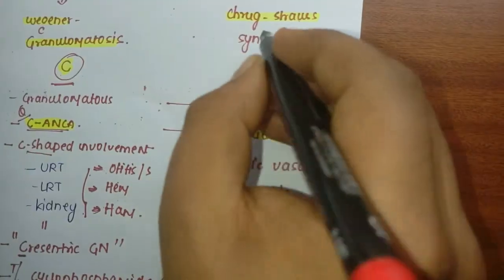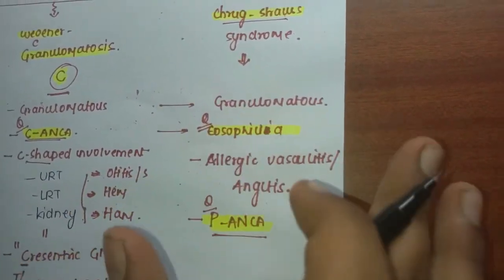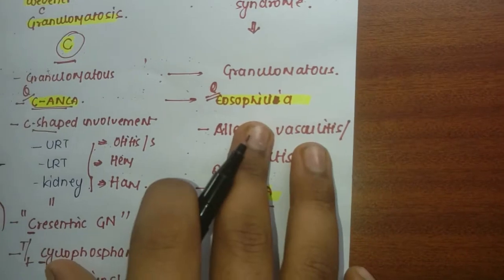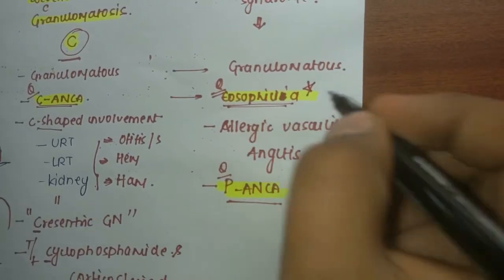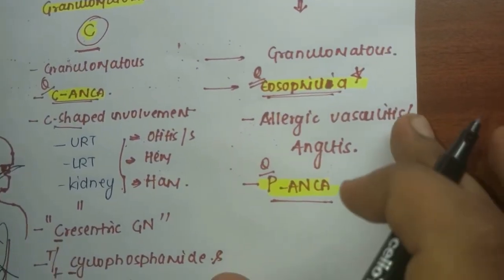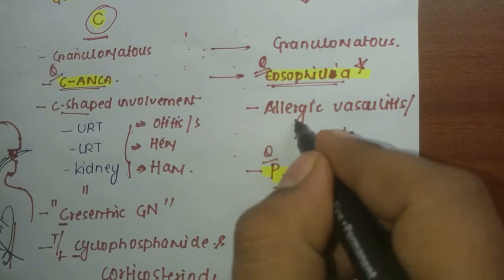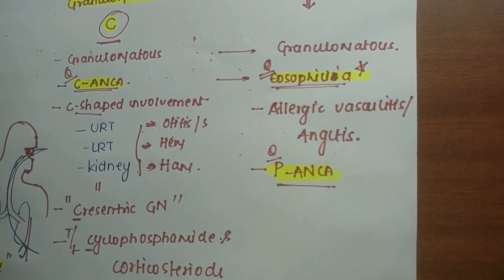The last is Churg-Strauss syndrome. Churg-Strauss syndrome is also a granulomatous inflammation, as I dealt with earlier. It's basically eosinophilia in your bloodstream. That's a potential MCQ. It's associated with other allergic conditions like asthma and others. It's also known as allergic granulomatosis and angiitis. The characteristic antibody seen here is P-ANCA.